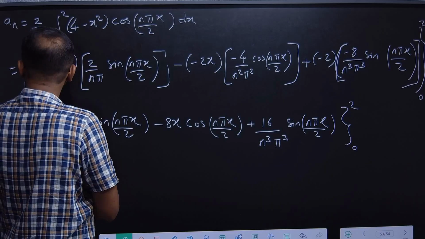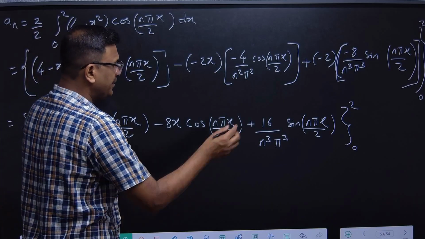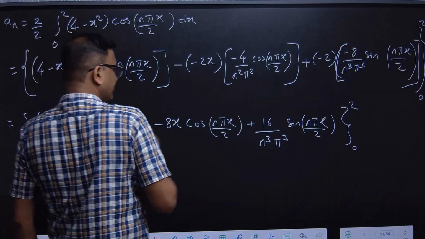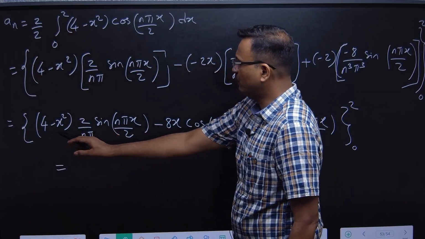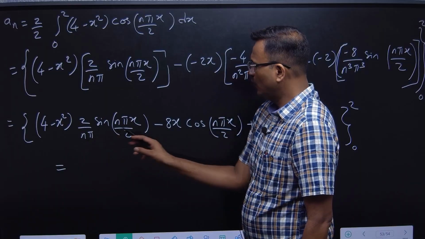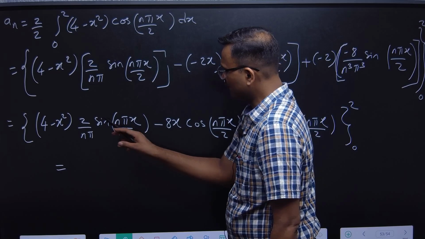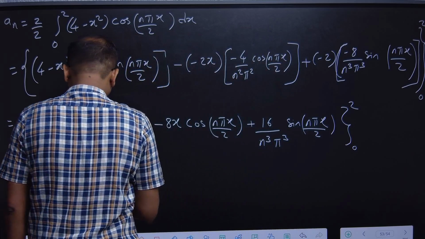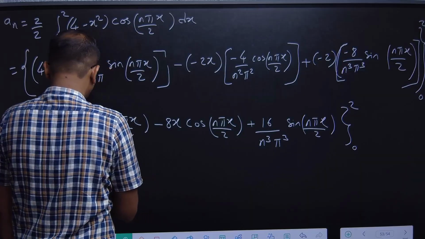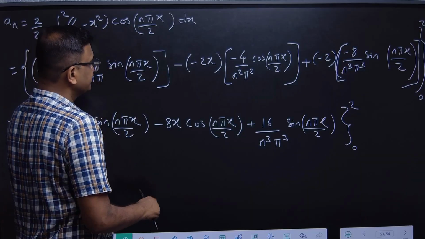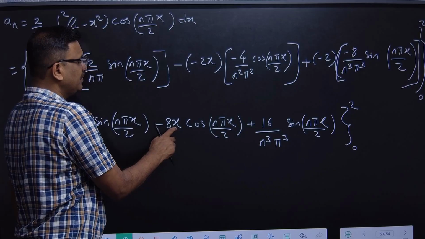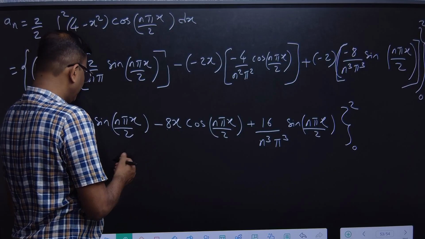Now, see, if you put the upper limit 2 in place of x, this will be 4 minus 4, which is 0. If I put 2 here, this 2 gets cancelled, becomes sin n pi, which is 0. So 0 into 0, the entire term is going to be 0 here. When you put the upper limit 2 in place of x, 8 into 2 will be 16.